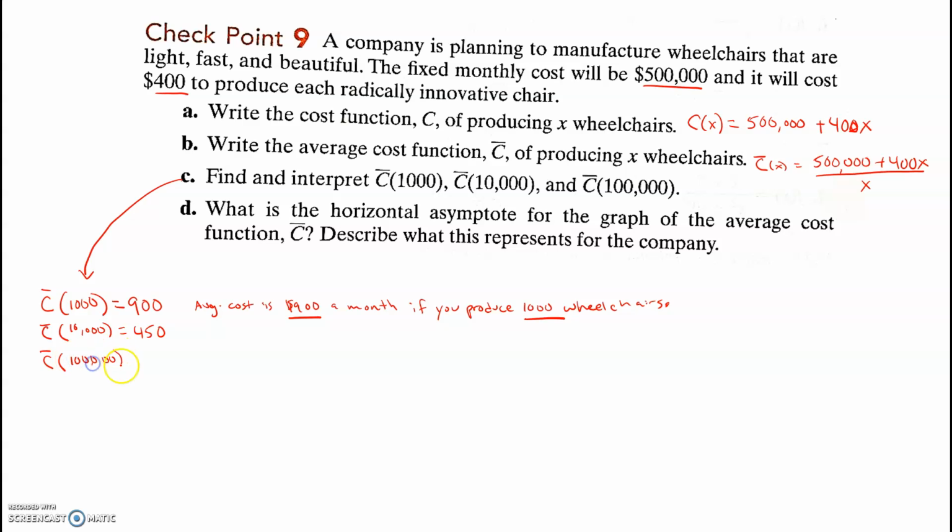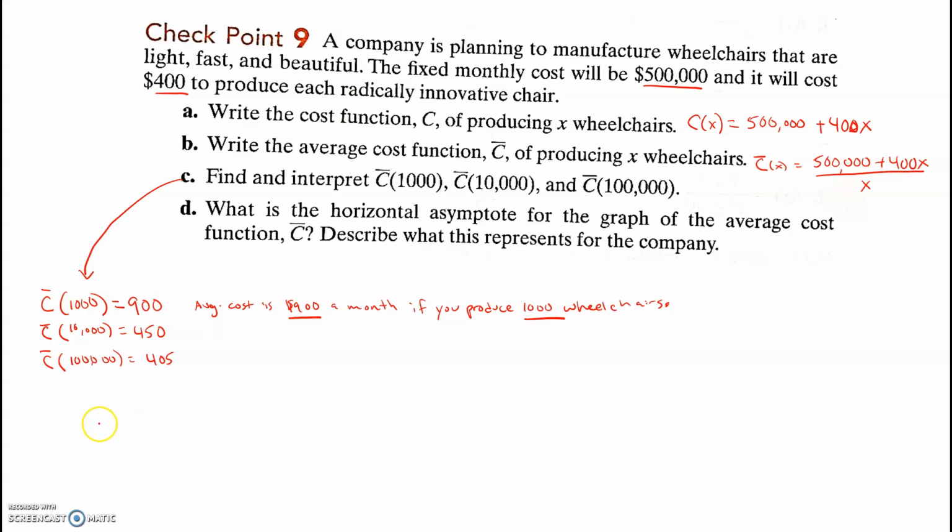Then we have 100,000, and if you plug that in, you should get 405. Again, the average cost is 405 a month if you produce 100,000 wheelchairs. That's how much your company is going to have to pay to manufacture. The average cost should be about 405. So the more you make, it kind of offsets your manufacturing costs.